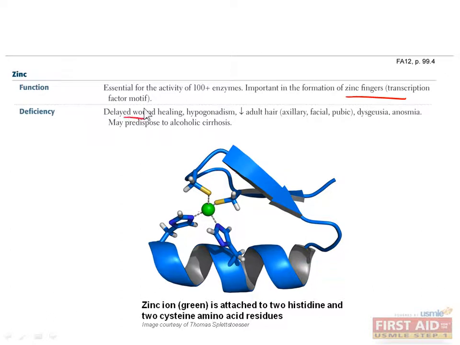Deficiency in zinc can cause delayed wound healing, hypogonadism, decreased axillary, facial, or pubic hair, dysgeusia, which means distortion of taste, and anosmia. It can also predispose patients to alcoholic cirrhosis.